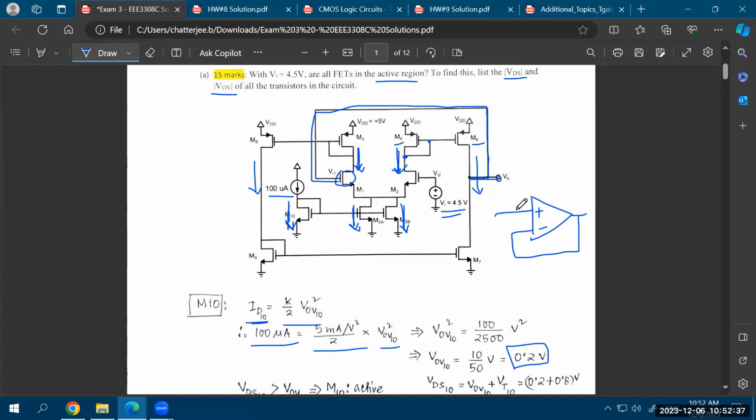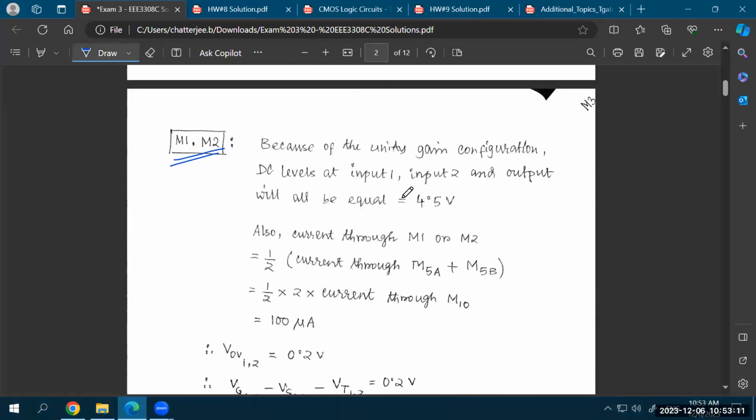In the unity gain configuration, whatever voltage you have over here, the same voltage will be at this point because of the virtual ground property, and because the input and output are connected together, the same voltage will also be at the output. So you have your circuit over here, and you have your input at 4.5 volts, which means that your output will also be at 4.5 volts DC, and the other input of the differential amplifier will also be at 4.5 volts, just because of this unity gain configuration. Okay, so both the inputs are at 4.5 volts.